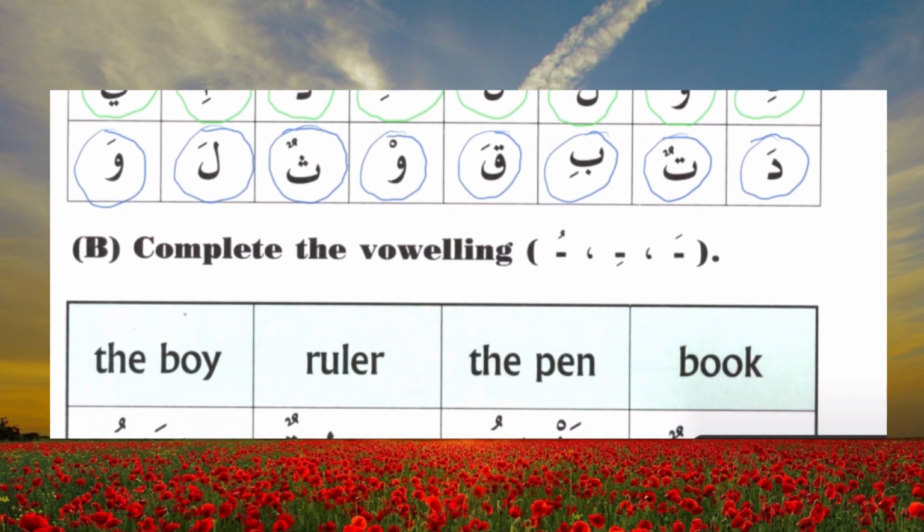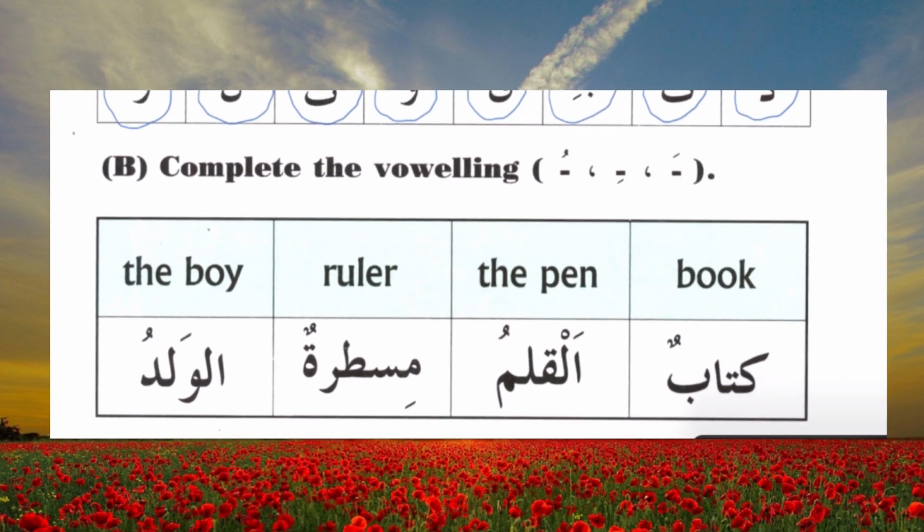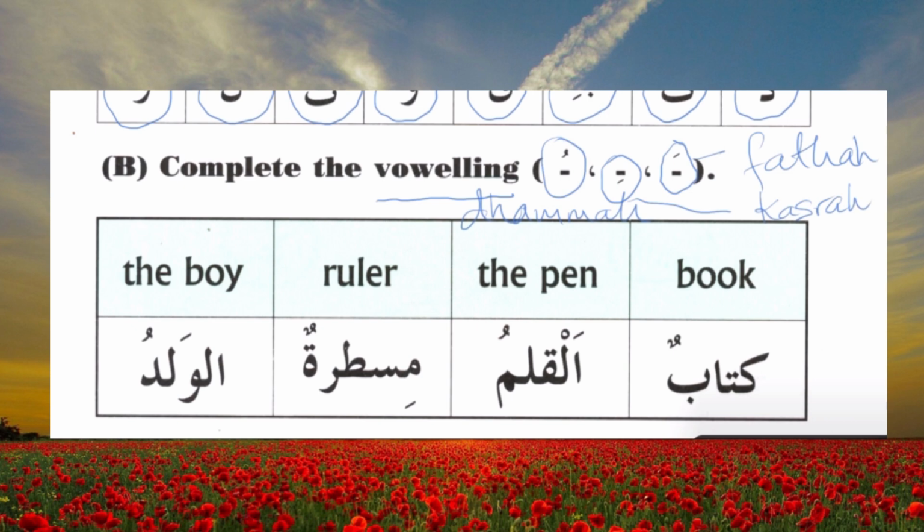So now the next exercise is B, complete the vowelling. Now as we know, the vowels in Arabic are the strokes on top of the letters and below the letters, strokes and curls. So there's the A, also known as the fatha. Then we have the I, which is the kasra, and the U, which is known as the dhamma. Right, we often write it with the H at the end.